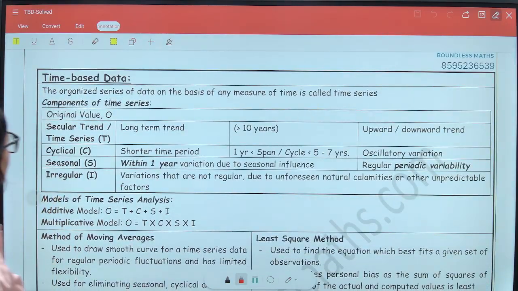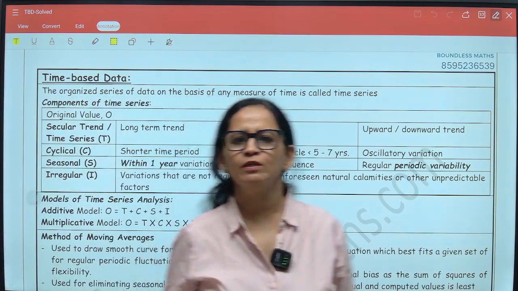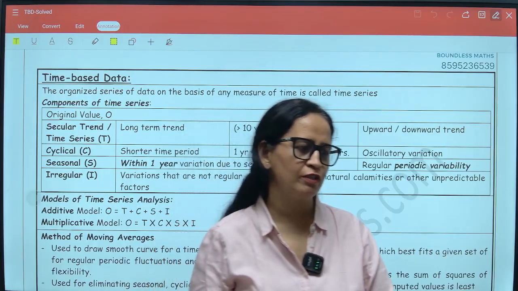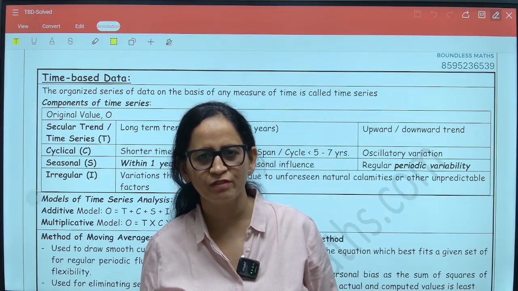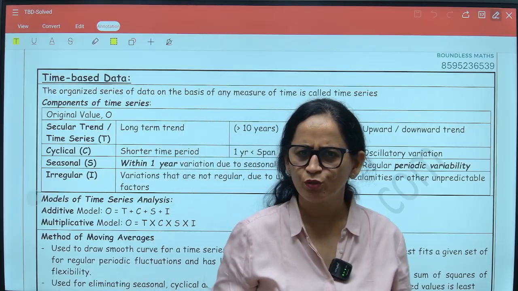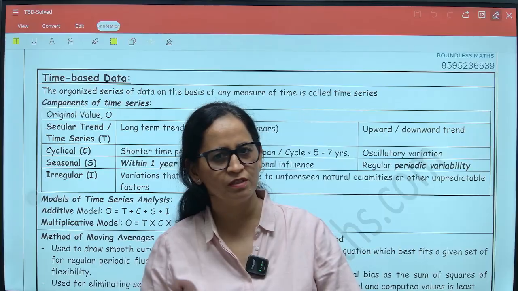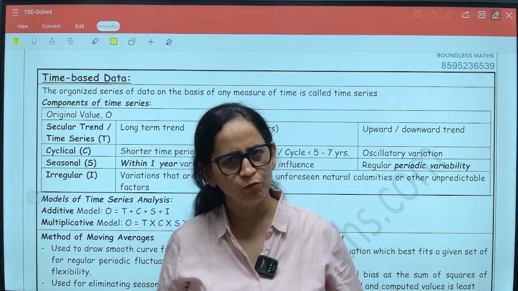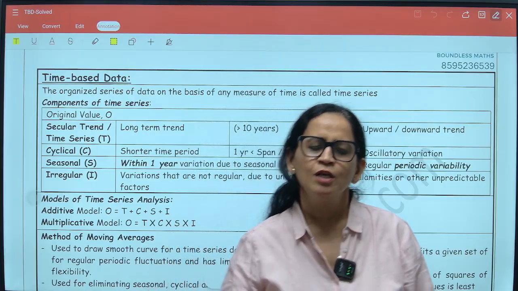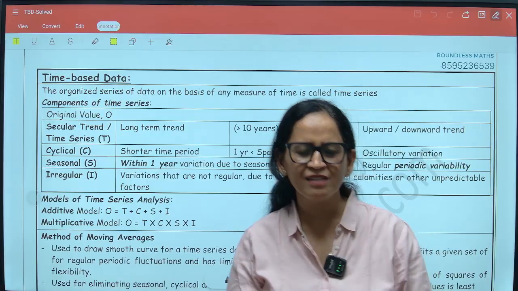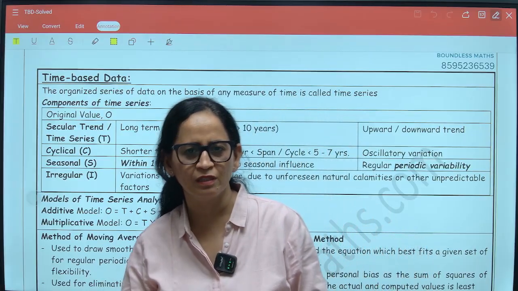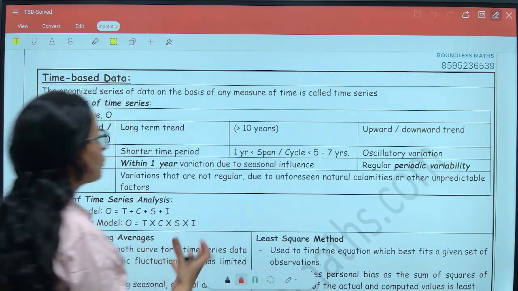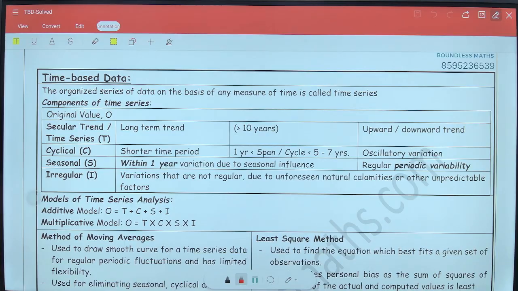So what is time-based data? It is a collection of numbers that have been collected over a period of time. It could be the sales of a company or the air quality index of a city, or it could be the population of a country, or maybe population of a state, or it could be the electricity bill of your house over a few months or over a few years, so that you are able to analyze the data and then come to certain conclusions or predict the future values, right? So the intention is to analyze and then predict future values.